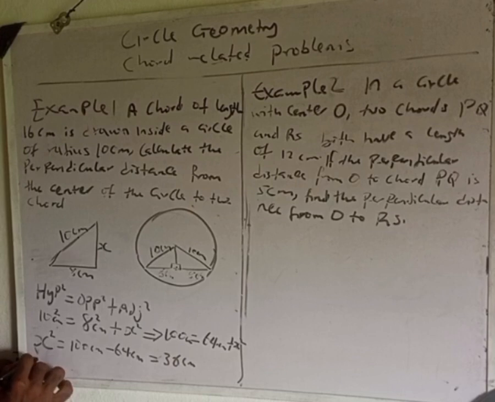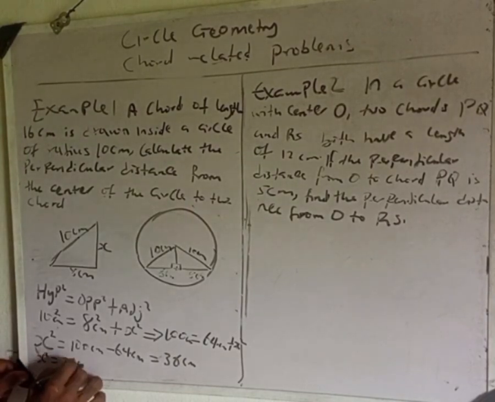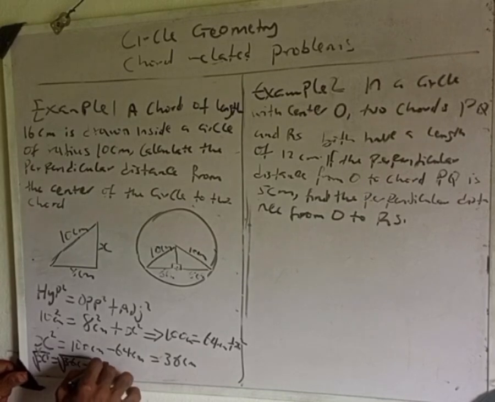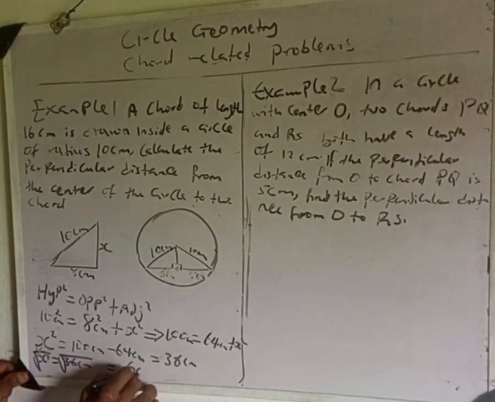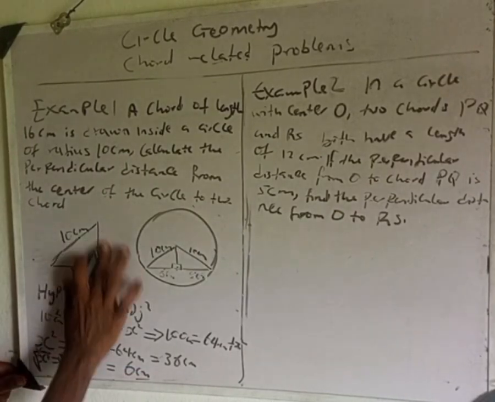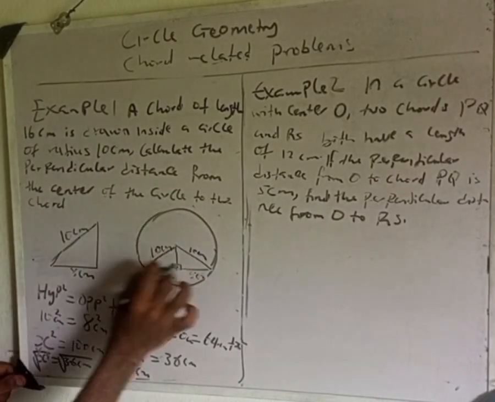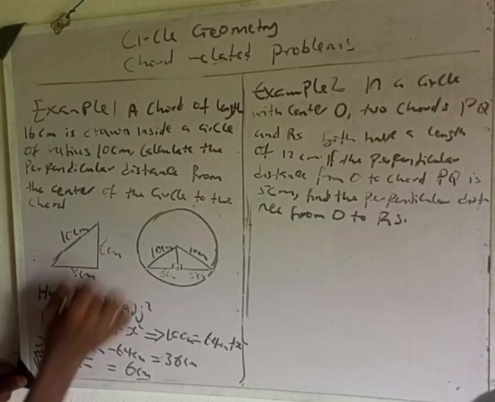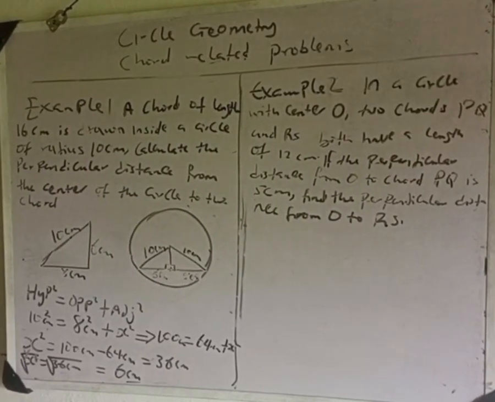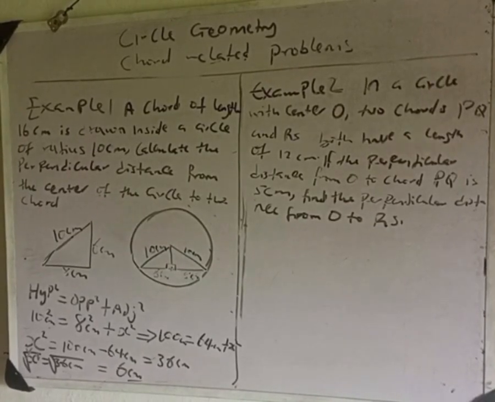Now pay attention. If I have that x squared is equal to 36 cm, I can find the square root of both sides. The square will cancel the square root. So I have that x will be equal to what? The square root of 36 is 6 cm. That means the distance here from the center of the circle to the chord will be 6 cm. I don't know if you understand this, but I think it's quite easy to understand since you already know your Pythagoras rule. Now we'll go back to the second question, which is actually a very tricky one.